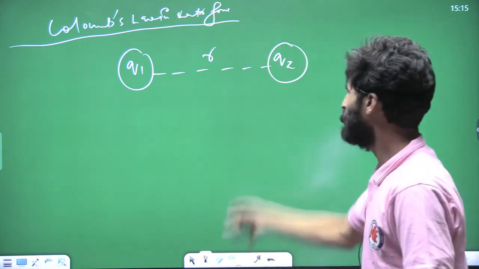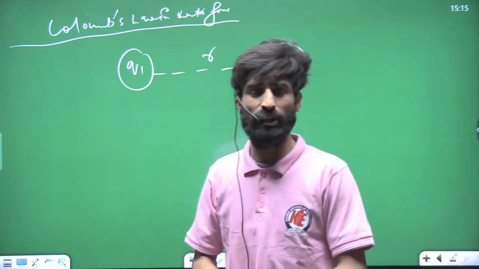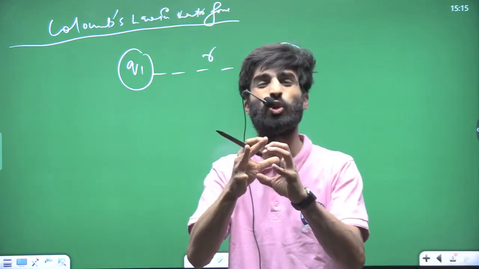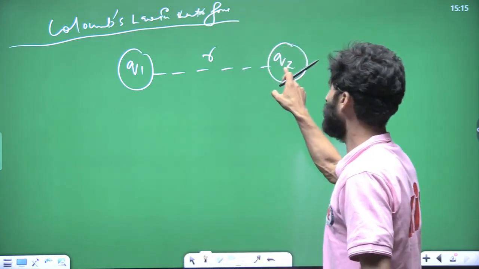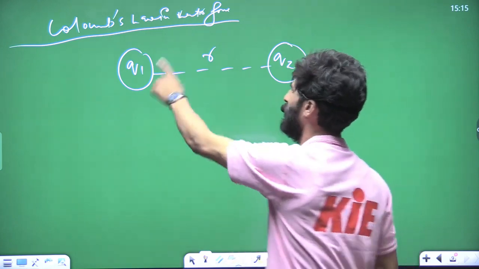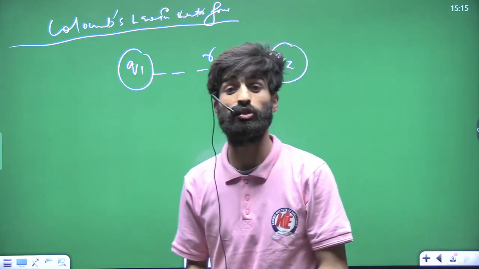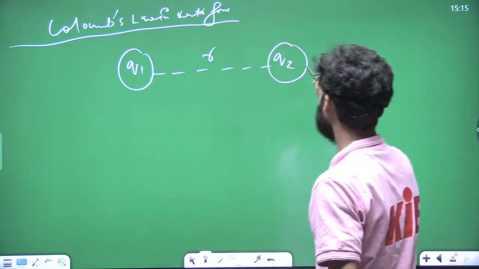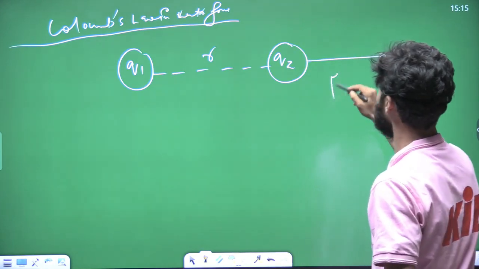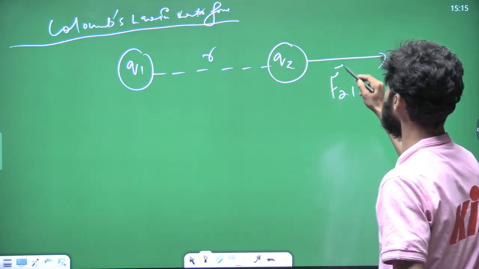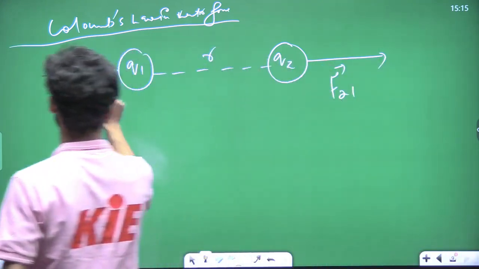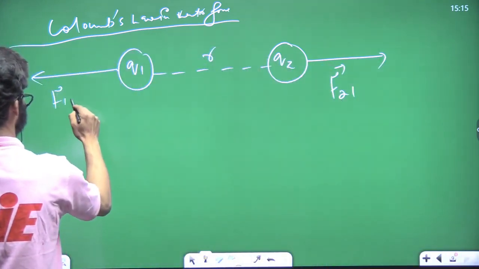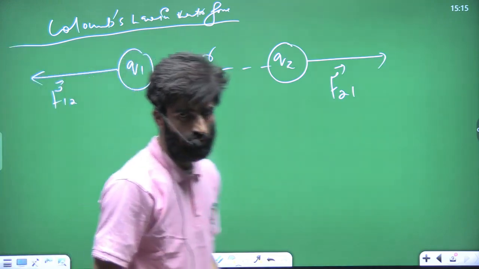These two charges are similar, and we know that similar charges tend to repel by the force of repulsion. So this charge is going to repel, and again this charge is going to repel by the force of repulsion. Force on 2 due to 1, and similarly force on 1 due to 2.